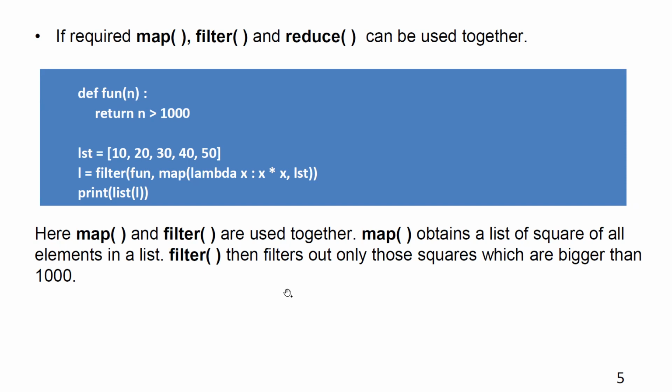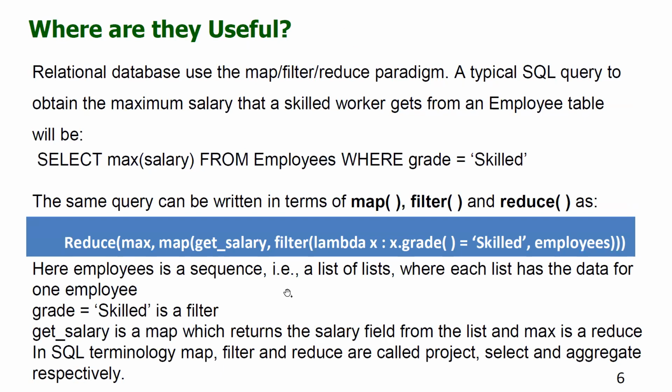So here, the next topic is where they are useful. What is the use of combining these three, map, filter and reduce, with lambda functions? In a relational database, we use the map, filter and reduce paradigm. A typical SQL query to obtain the maximum salary that a skilled worker gets from an employee table will be: select max of salary from employees where grade equal to skilled. So this is the statement in a relational database.